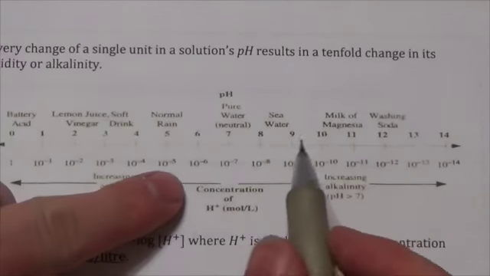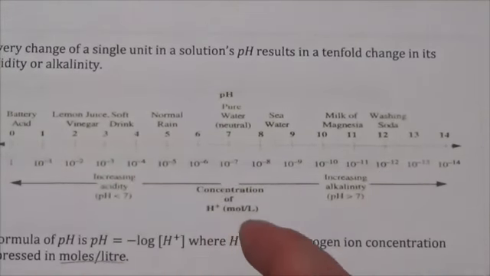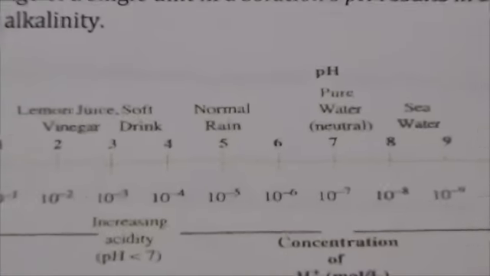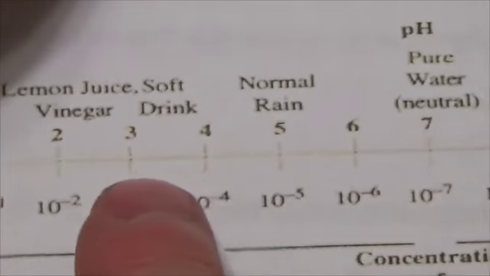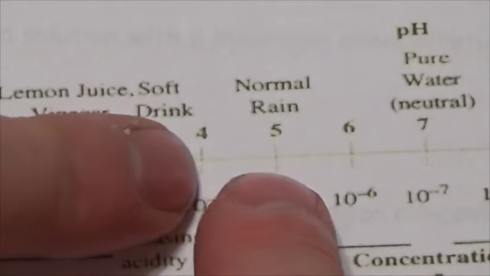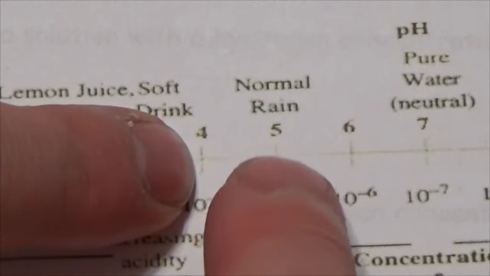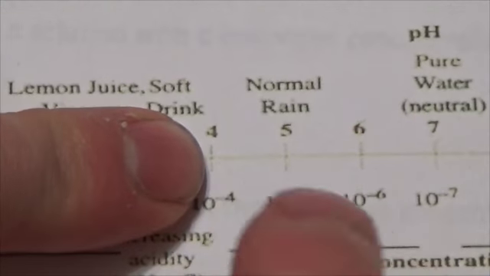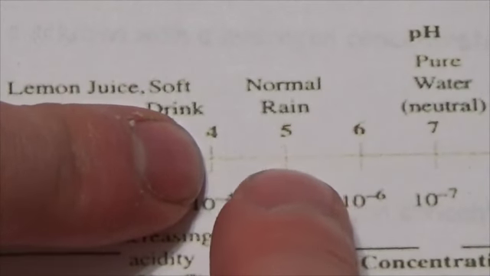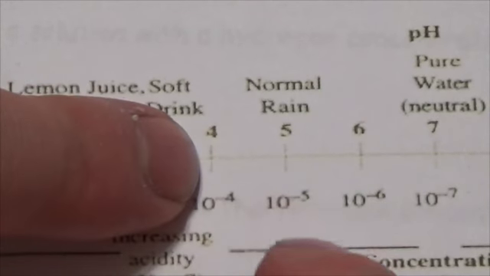For example, let's just grab two solutions here, and we'll zoom in on this. Two solutions here are at 4 and 5, okay? The solution at 4 is going to be 10 times more acidic than the one at 5 here, this normal rain. Normal rain is 1/10 as acidic as whatever's sitting at 4 here.